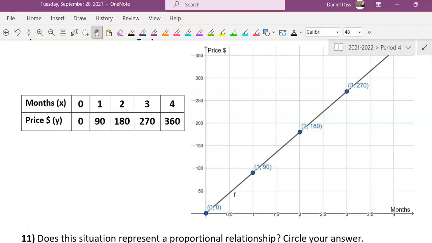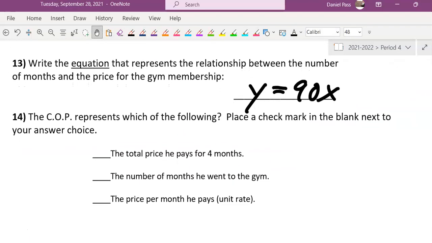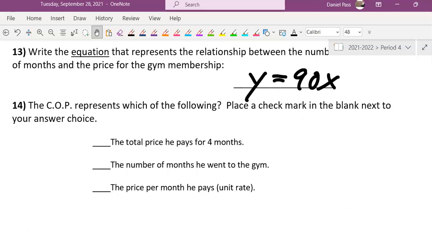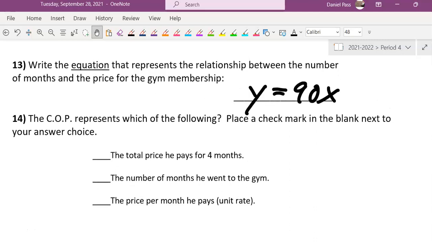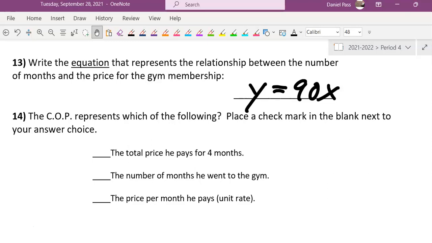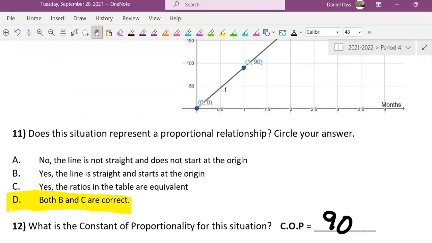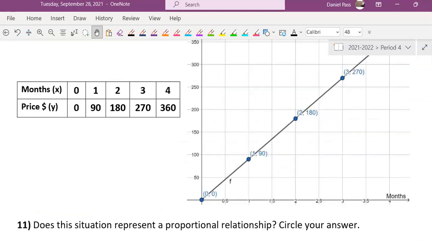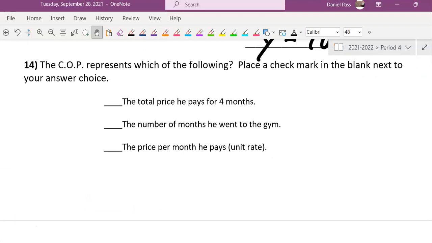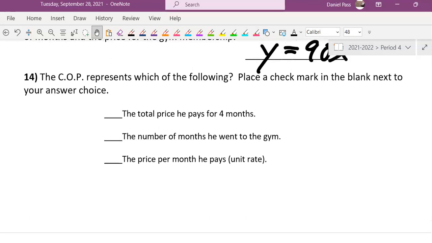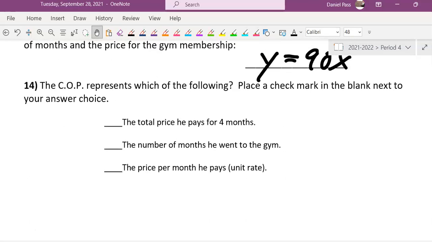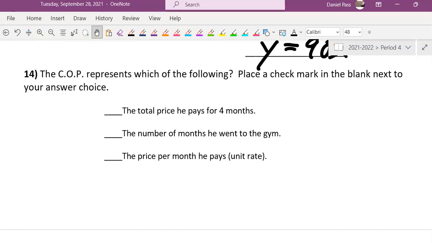All right, moving down. Okay, last one. The constant proportionality is 90, right? So if the constant proportionality is 90, then what does it represent? The price he pays per month. So let's look at the first one. The total price he paid for 4 months. Did he pay 90 for 4 months? No, so it's not that one. The number of months he went to the gym. No, because he didn't go for 90 months. Or is it the price per month he paid? It's the price he pays per month. Yep, it is. All right.